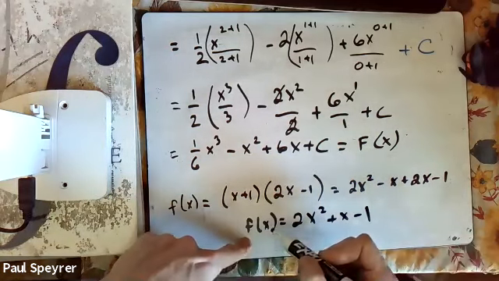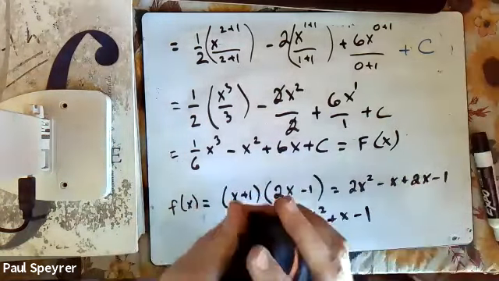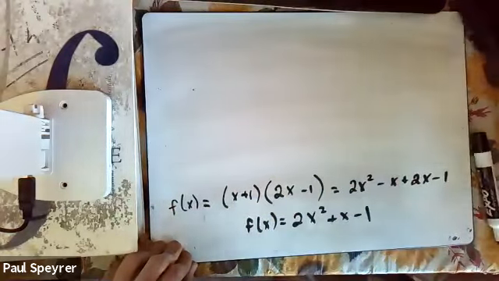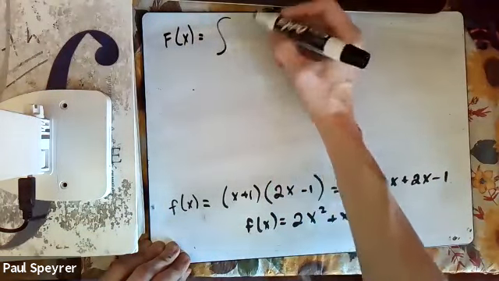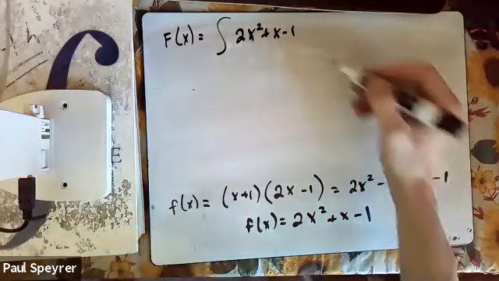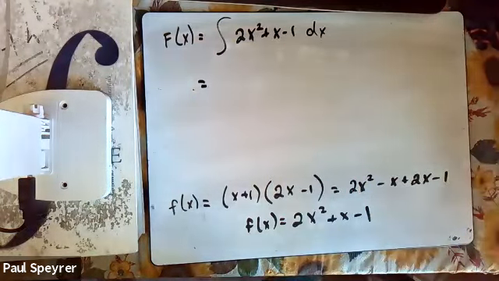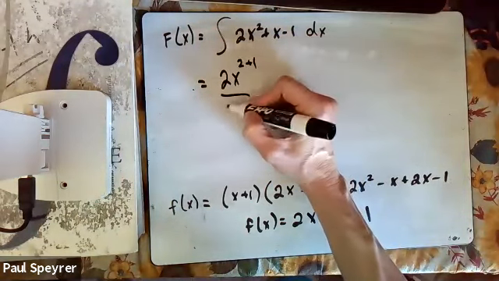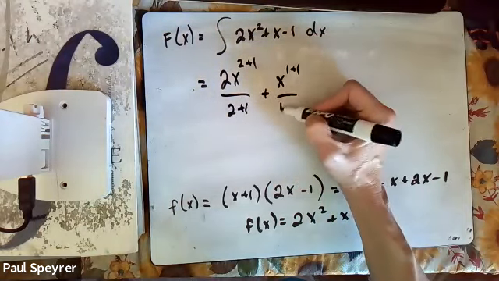So remember, this is just the base function, right? We haven't done the antiderivative yet. I was just FOILing it out so that we can use the power rule of antiderivatives. So now big F, the antiderivative of this, is going to be what? Well, power rule, right? Power rule for antiderivatives. This is 2x to the 2 plus 1 over 2 plus 1, plus x to the 1 plus 1 over 1 plus 1.